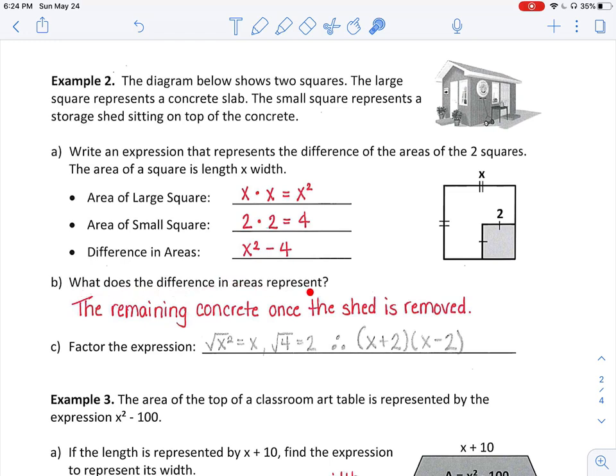What does the difference in areas represent? Well, it represents the remaining concrete once the shed is removed, right? So if you have this concrete slab, you take this off, you pull it away, you have an area that remains. So if we factor the expression, square root of x squared is x, square root of 4 is 2. Therefore, we're plugging into our binomials that are being multiplied together, x plus 2 and x minus 2. Right, so this is what we started off with. We took a square root here and a square root here. We found it to be x and 2, and we just plug it in to our multiplication of binomials.